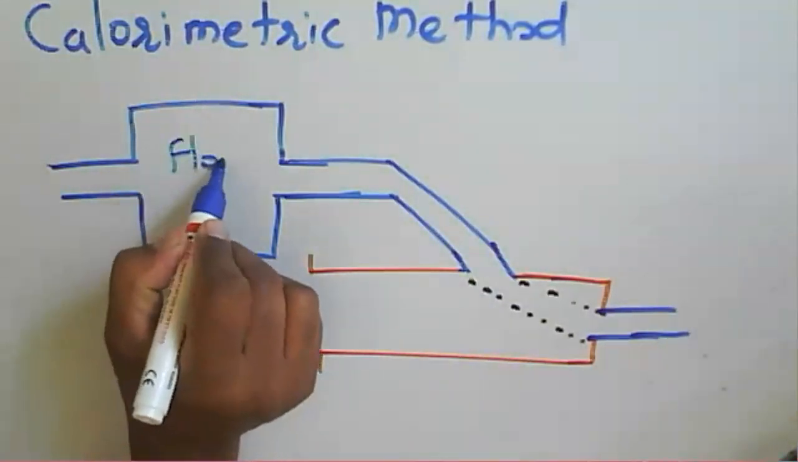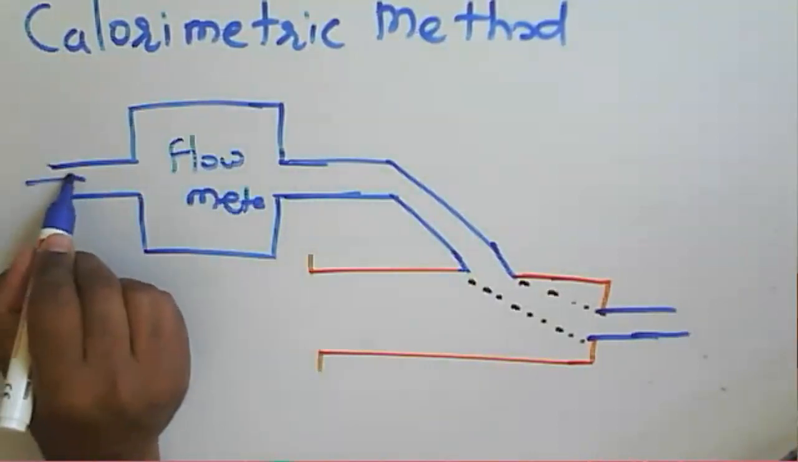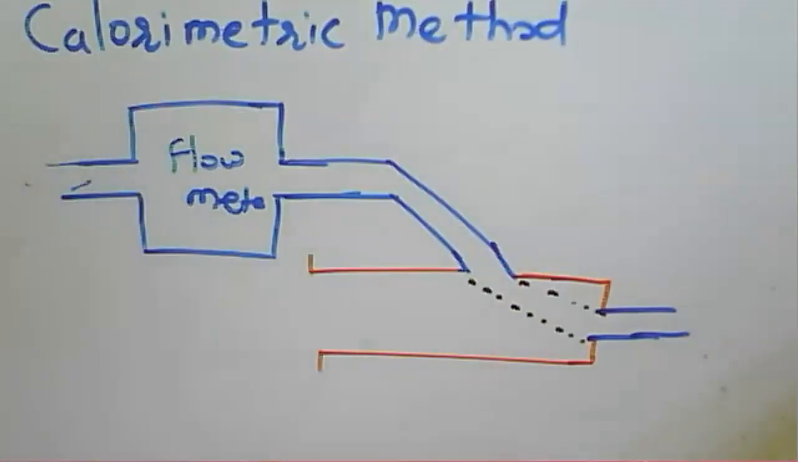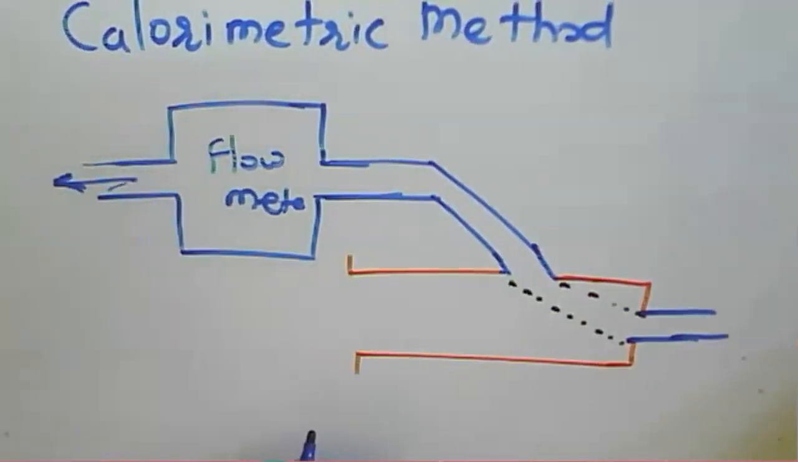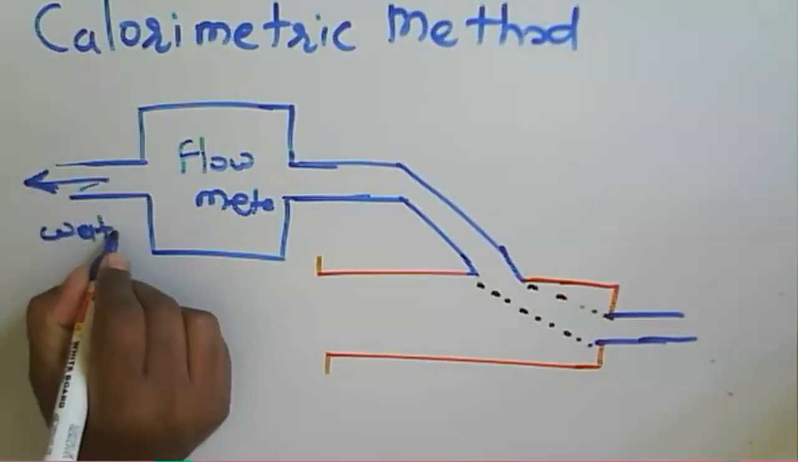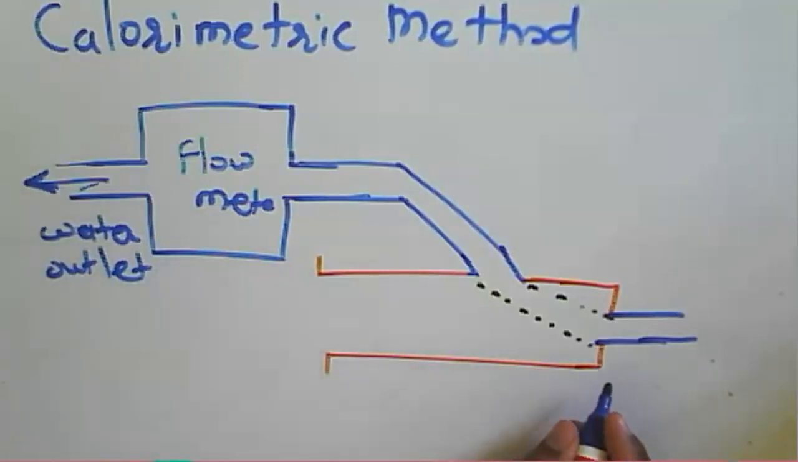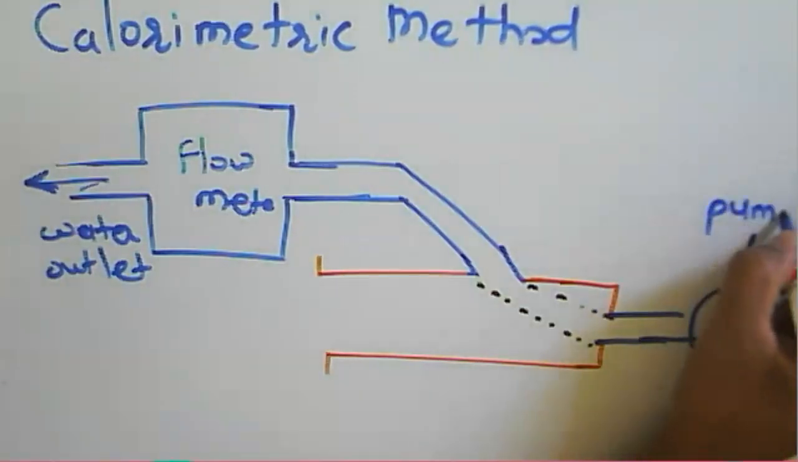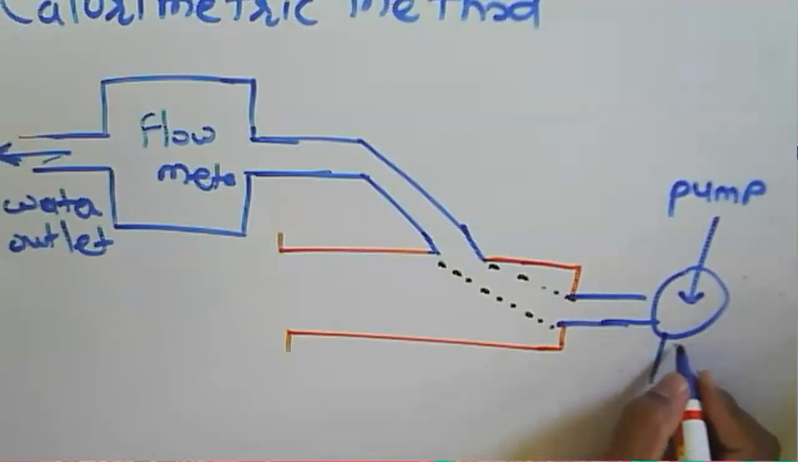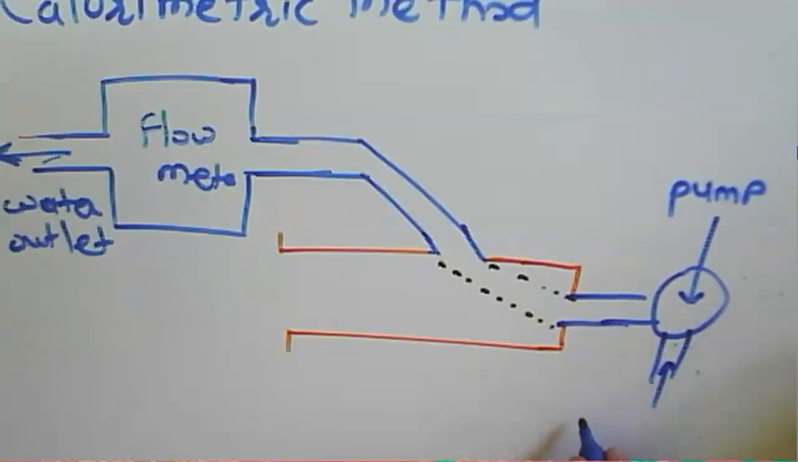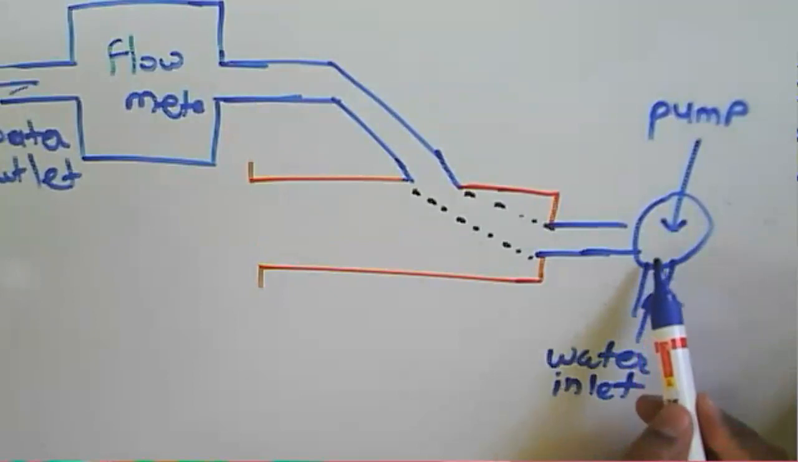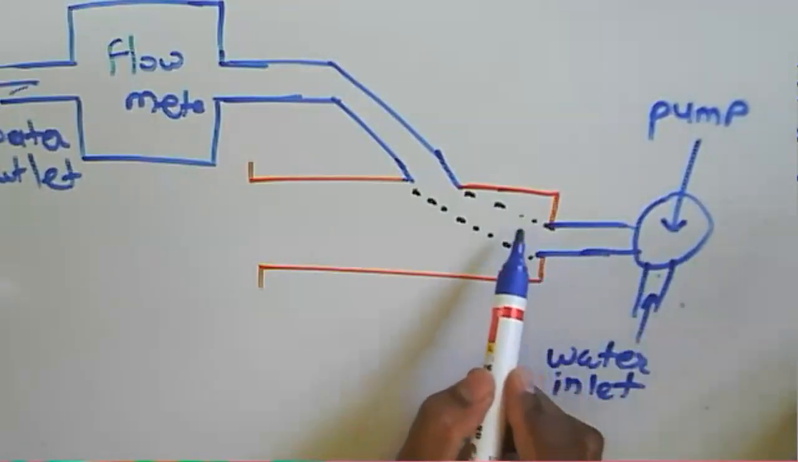So this one is a flow meter here, and this is the water outlet. And here we consider a pump. This one is a pump, and through that, this is the water inlet. So your water comes in through this inlet, then it is pumped through the device here.